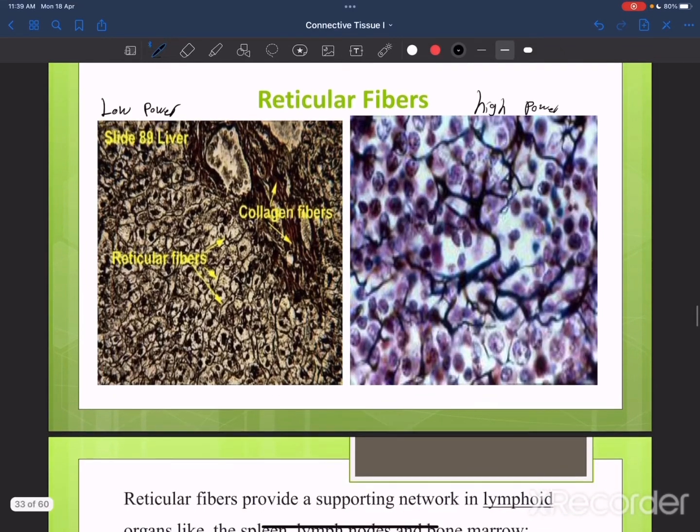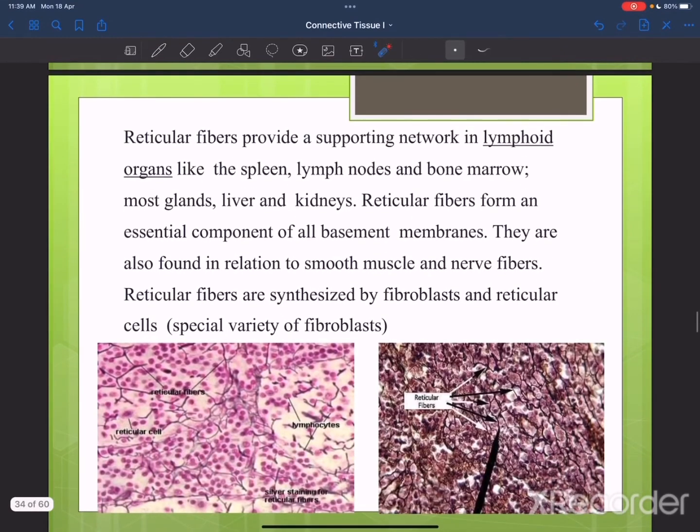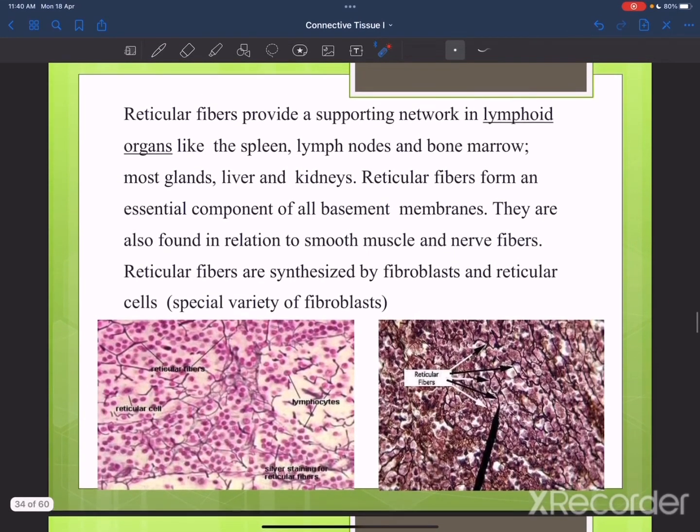Reticular fibers, as we mentioned, form the network in the lymphoid organs: the lymph node, the bone marrow, most glands, liver, and kidneys. Reticular fibers form an essential component of all basement membranes. The basement membrane is mainly collagen type 4. What is the type of the collagen of the basement membrane? Type 4. And the reticular fiber is collagen type 3.